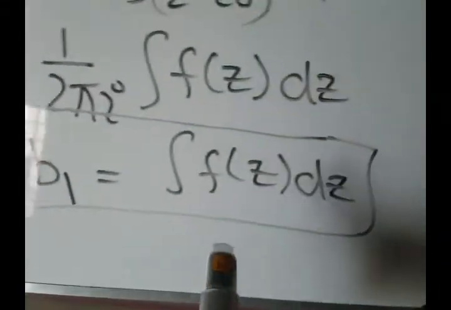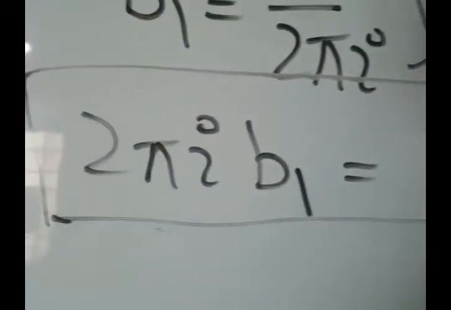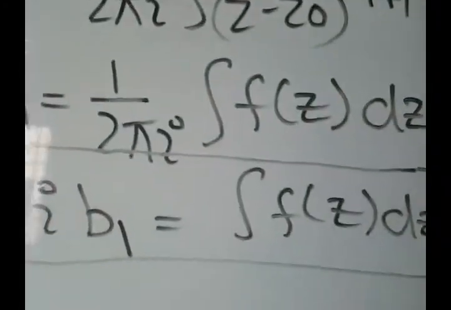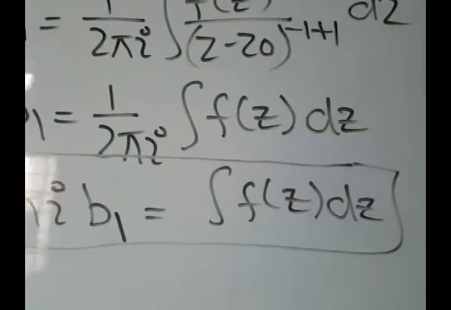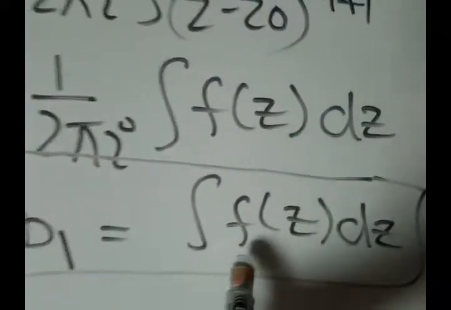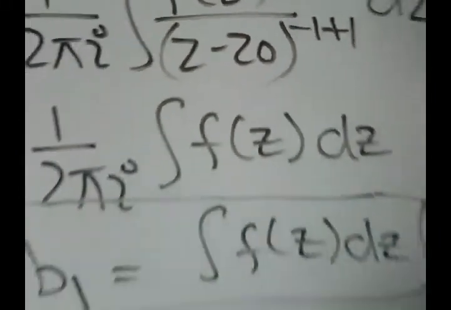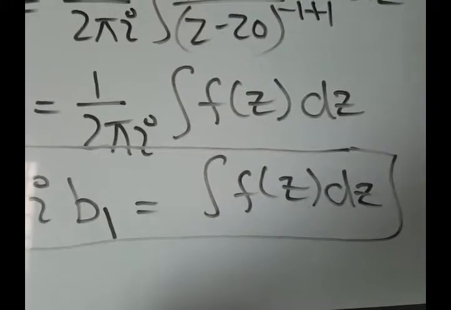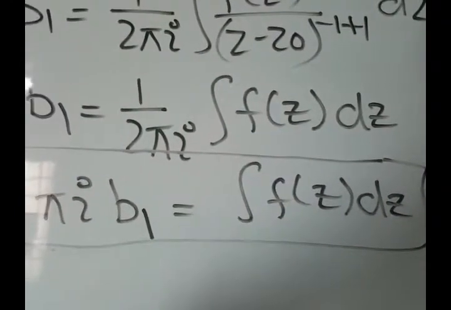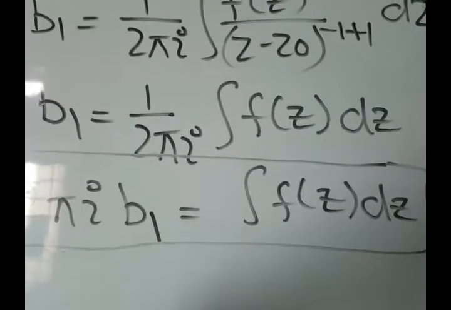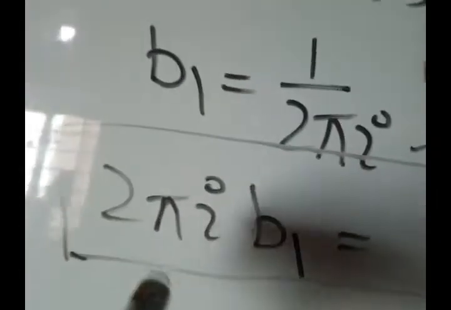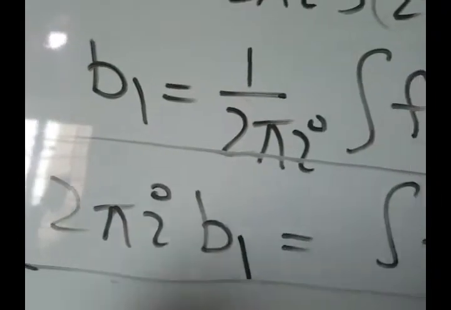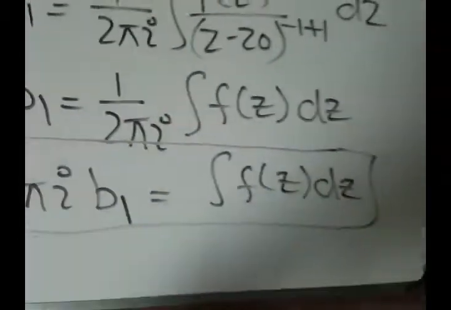Moving 2 pi i over here, the final form becomes the integral of f(z) dz equals 2 pi i times b_1. b_1 is basically called the residue. This is an important result. It tells us that for any integral of some function f(z) dz that contains some point z_0 around which the function is not defined, we can evaluate that integral with the help of residue. First we calculate the value of the residue, that is b_1, the coefficient of 1 over (z - z_0), and then we multiply it by 2 pi i. After multiplying, we get the value of that particular integral.